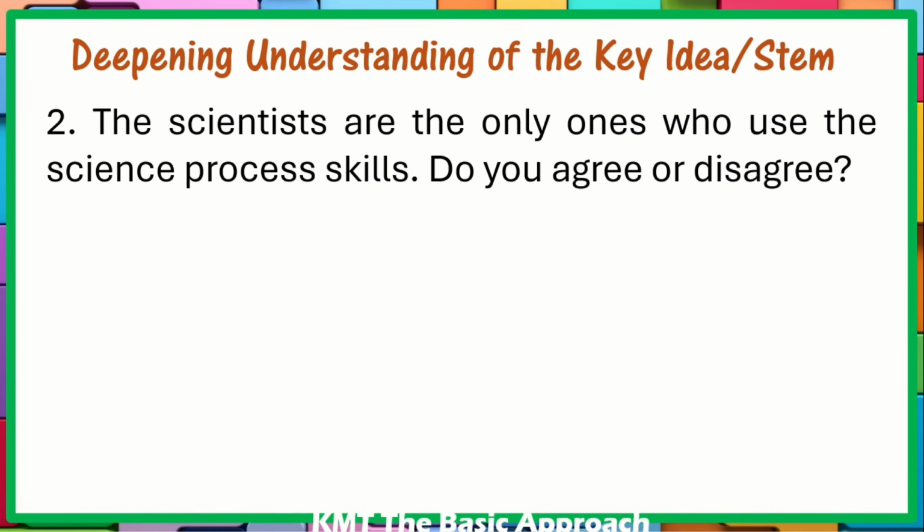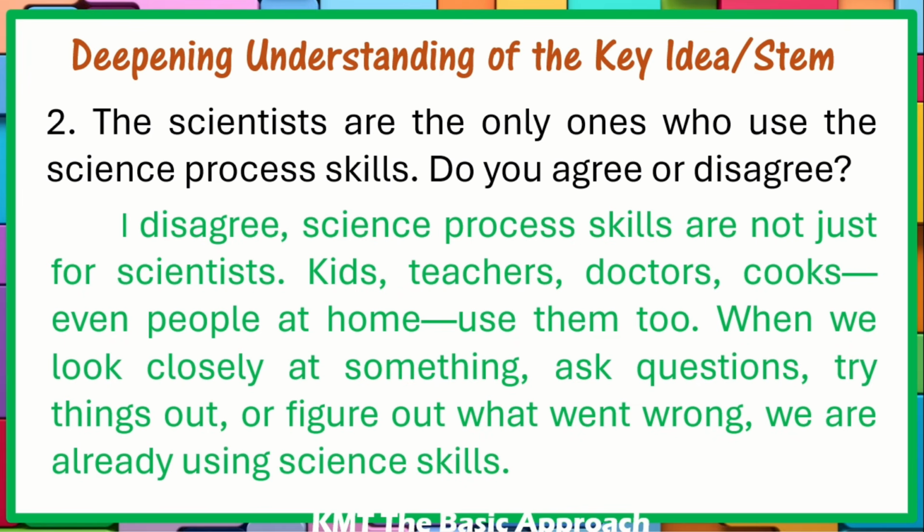Number 2, the scientists are the only ones who use the science process skills. Do you agree or disagree? Amazing! I disagree. Science process skills are not just for scientists. Kids, teachers, doctors, cooks, even people at home use them too. When we look closely at something, ask questions, try things out, or figure out what went wrong, we are already using science skills.